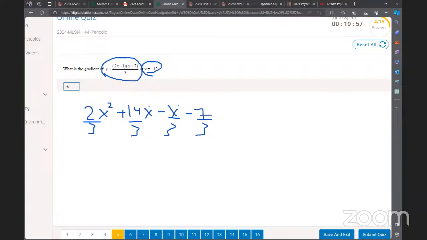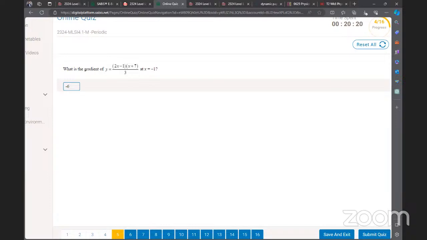-6 also, okay. But be aware, when you put -1 here, you have to put it between brackets and outside power 2. It's a very important thing. Don't put -1 power 2 without brackets. It will be wrong. Okay, next question.